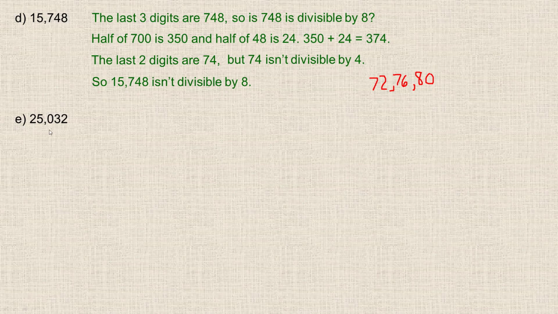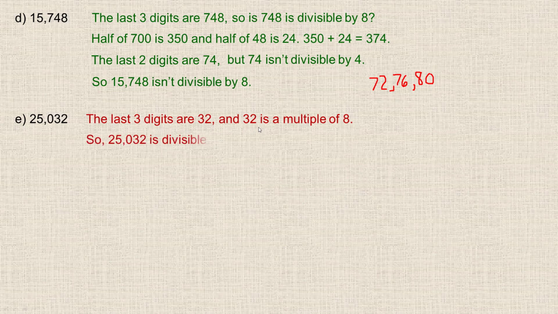Okay, last one, 25,032. Now the last three digits are just the 32. Well, it's 032, which is really just 32. And I know that 32 is a multiple of 8. It's 8 times 4. So because I know that the last three digits are divisible by 8, that means the whole number 25,032 must be divisible by 8. And that's the end of the tutorial.